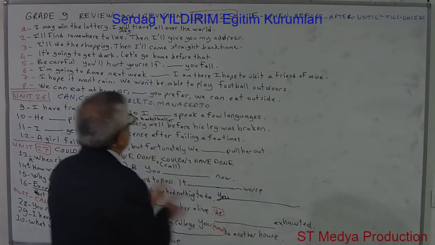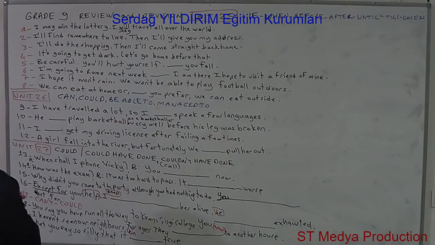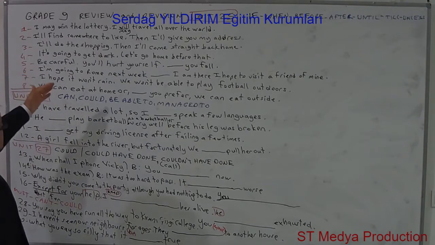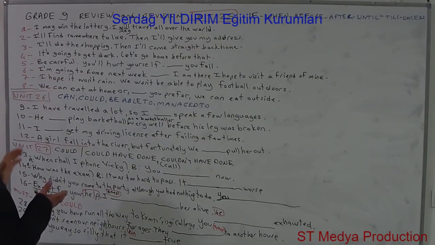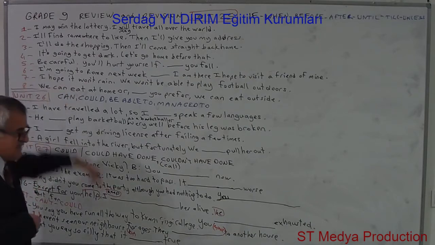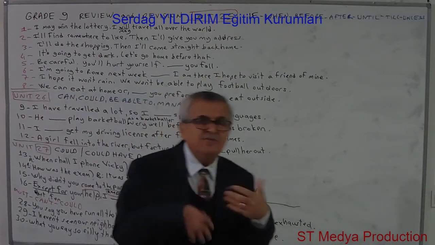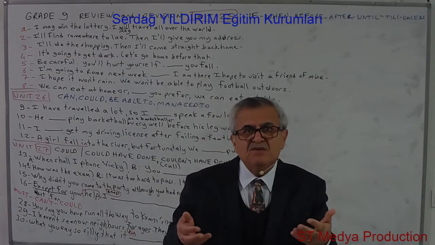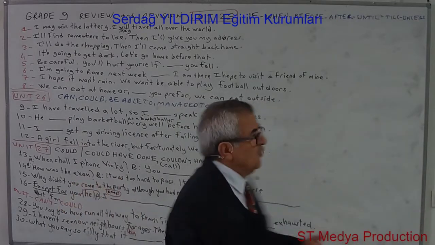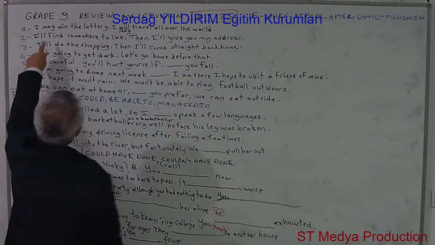Okay, my friends, let's start the exercises one by one. Okay, the first one, we are given this information. I may win the lottery, full stop. I will or I may travel all over the world. Now, what do you think? Do you think that this action is going to come true whatever happens or in any way? No, of course, because we see here may.